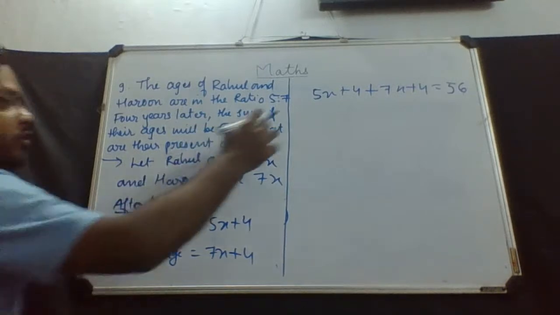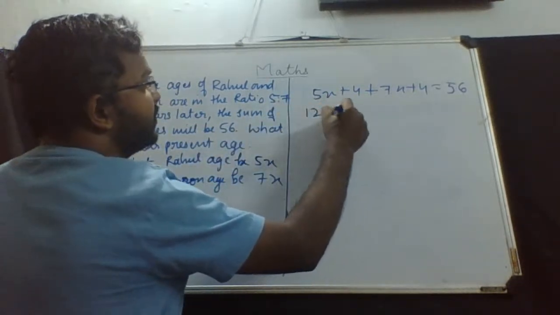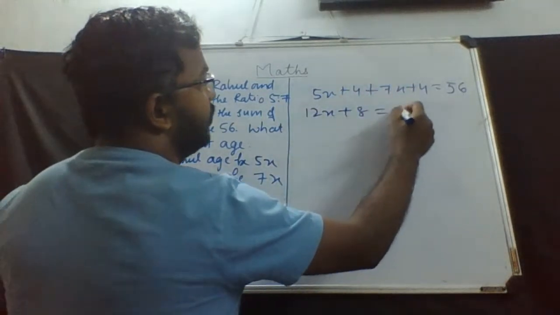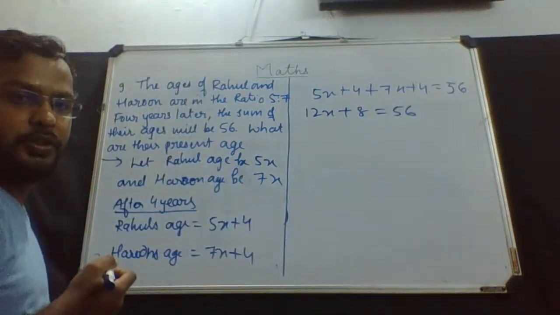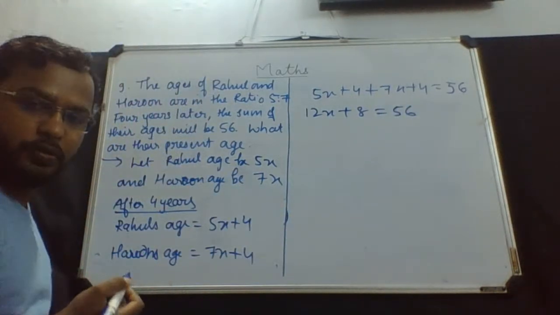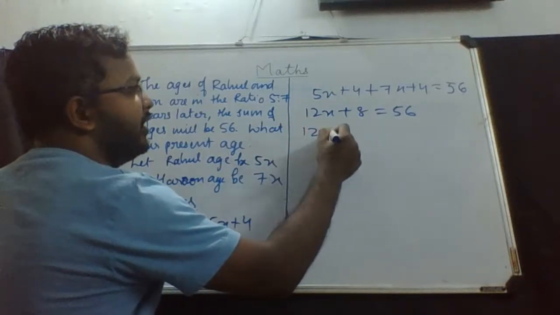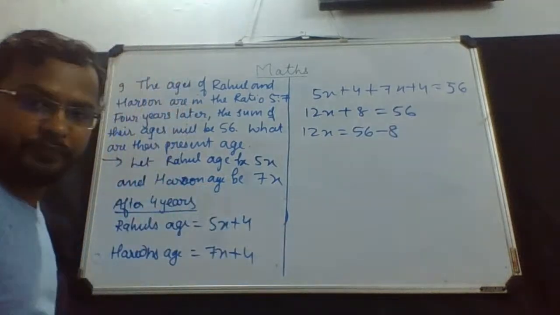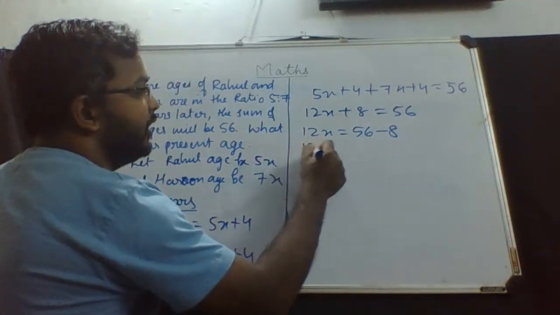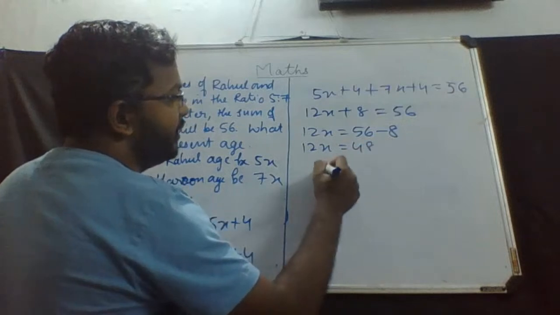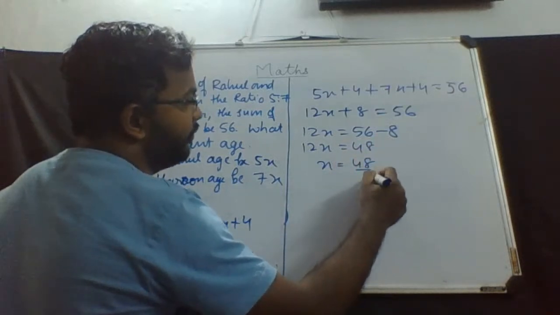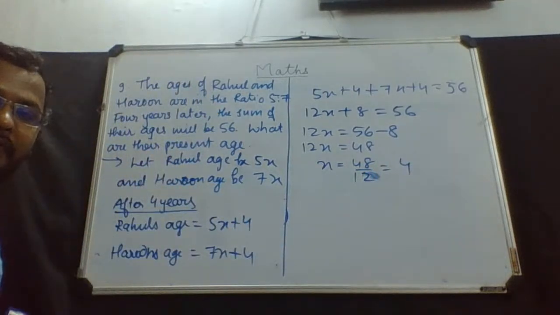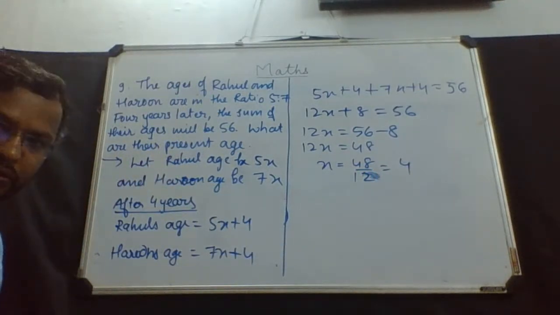Okay, so now 5x plus 7x, you will get 12x, plus 4 plus 4 you will get 8, is equal to 56. So 12x plus 8 is equal to 56. Then 12x is equal to 56 minus 8. Okay, so 12x is equal to 48. Then x is equal to 48 divided by 12. You will get 4. So the value of x you got is 4.